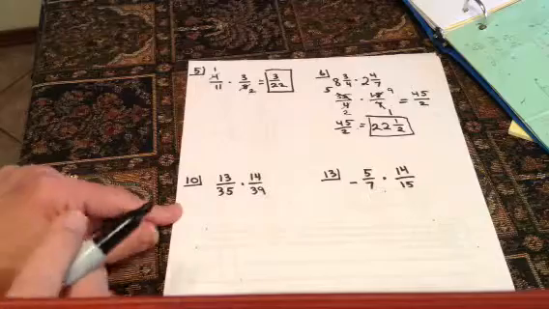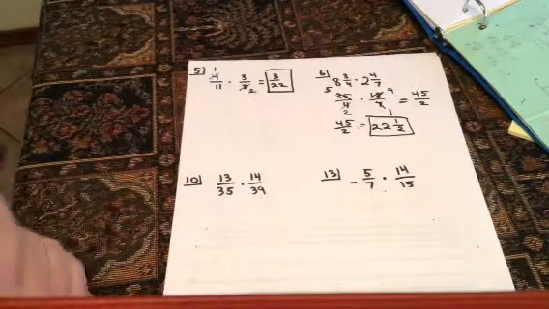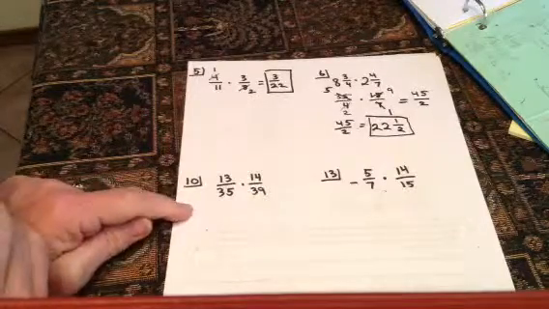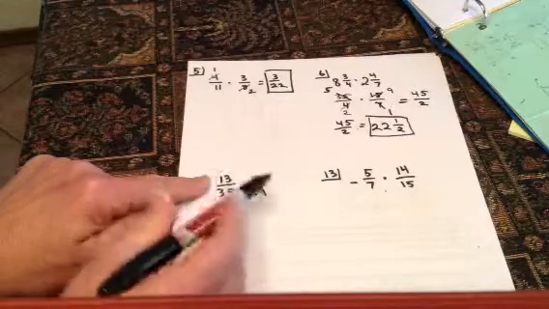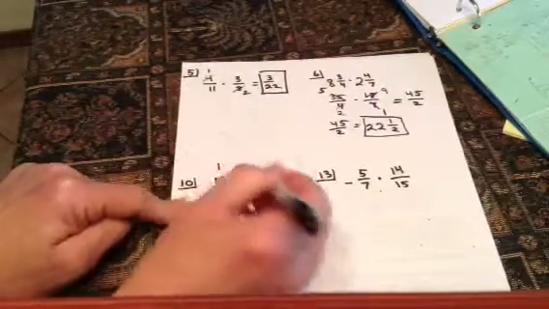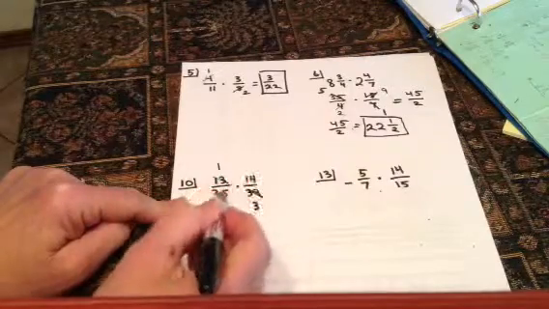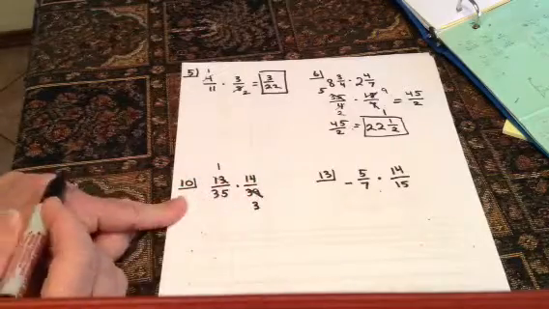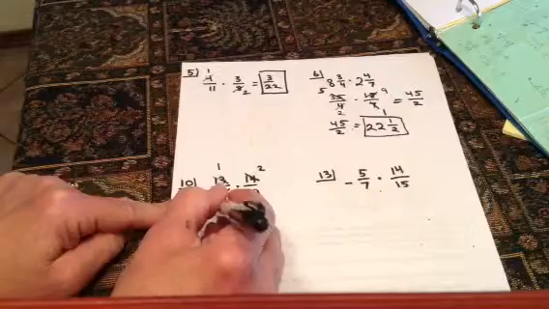Number 10 was difficult for a lot of people, and this is where I wanted you to have experience with simplifying before you get to something like this. 13 actually goes into both the 13 and the 39. So it goes in here once, and it goes in there 3 times. Looking at 14 and 35 should ring a bell that 7 is a factor of both of those. 7 goes in there 2 times, and 7 goes in there 5 times.